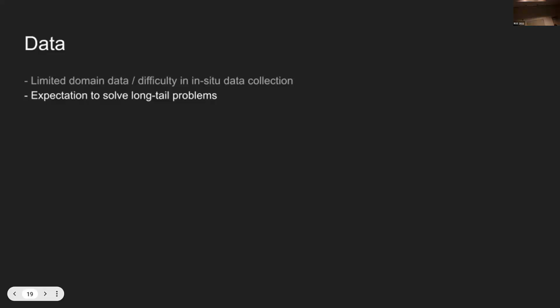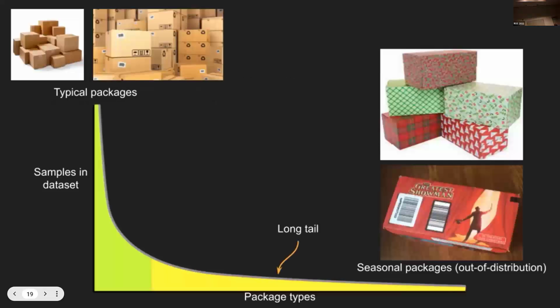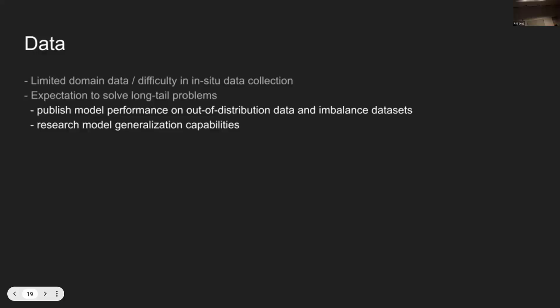Long tail problems are also a typical issue. As an example, brown boxes are very common, but then you have these seasonal packages that completely throw off your model. So our recommendation to researchers is to publish more metrics on outlier distribution data and imbalance data on their models that they're developing.